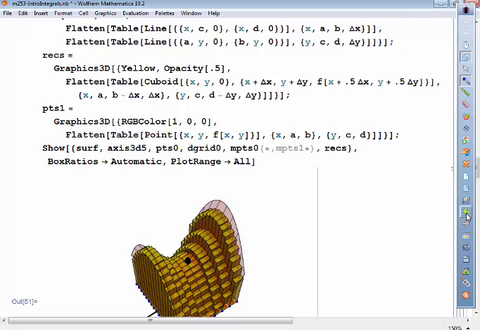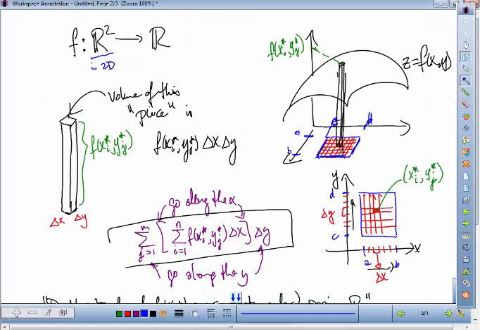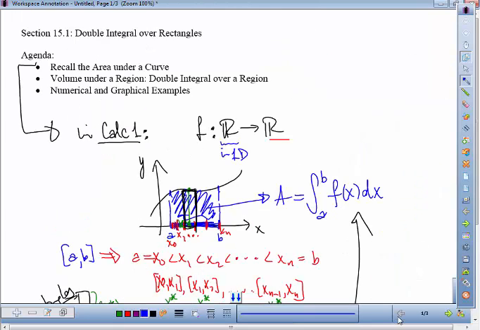I think that's all there is to talk about for this section. We can get to the next section. So volume, double integral, numerical and graphical examples.